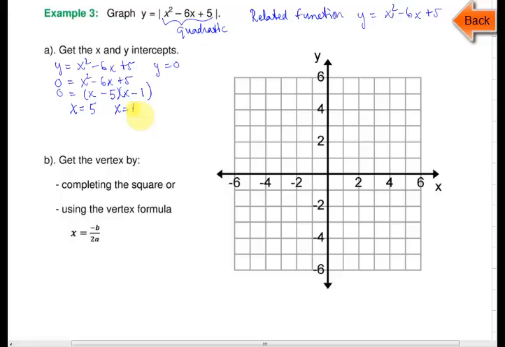All right, so this is our x-intercept. To get our y-intercept, we are going to use the absolute value function. So y is equal to the absolute value of x squared minus 6x plus 5. Recall that y-intercepts happen when x equals 0, so we're going to substitute in 0 for x.